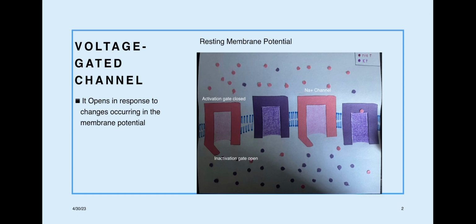When the cell membrane is at its resting membrane potential, the activation gates of the voltage-gated sodium ion channels are closed and the inactivation gates are opened. Voltage-gated potassium ion channels are closed. Depolarization is initiated by a stimulus, making the membrane potential more positive, making the voltage-gated sodium ion channels start to open.